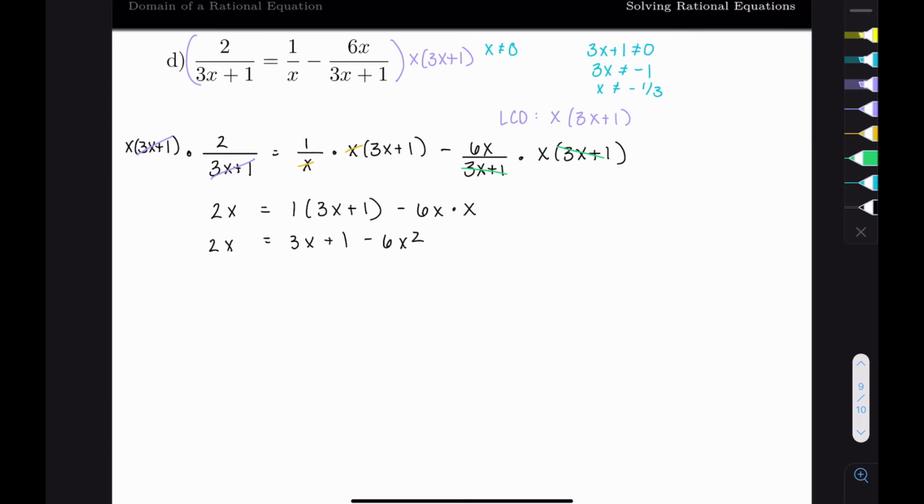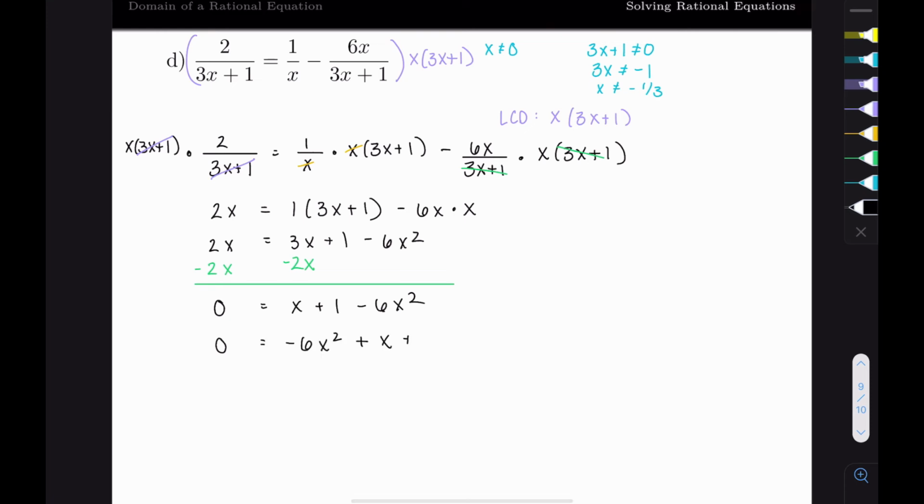I potentially have two solutions to this. So I need to move all of my terms to one side. Easiest is to just move over that single one to give us 0 is equal to 1x plus 1 minus 6x squared. But I need to set up my factoring for this, so I definitely need to rearrange it. That's minus 6x squared plus x plus 1.